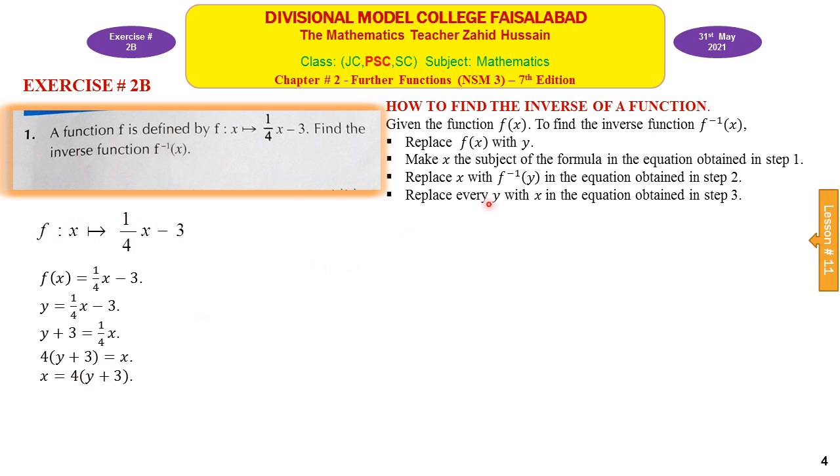Now in the third step we will replace this x by f inverse y. And in the last step we will replace every y by x. And we get f inverse x is equal to 4 into x plus 3. So we can directly write f inverse x equal to 4 into x plus 3 after making x the subject of the equation, like this.